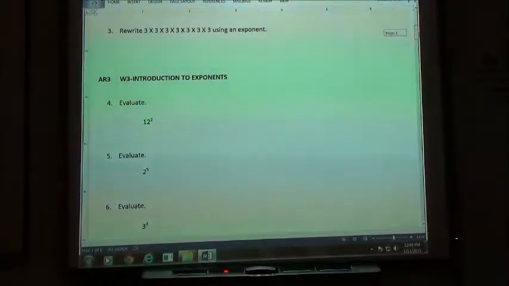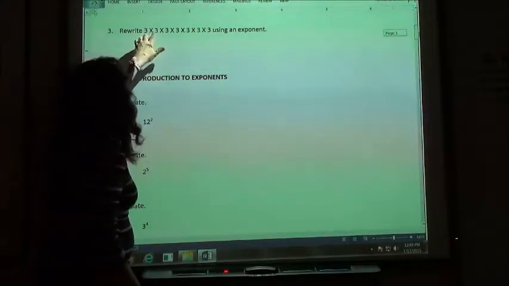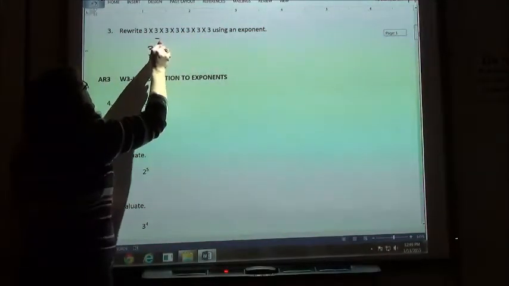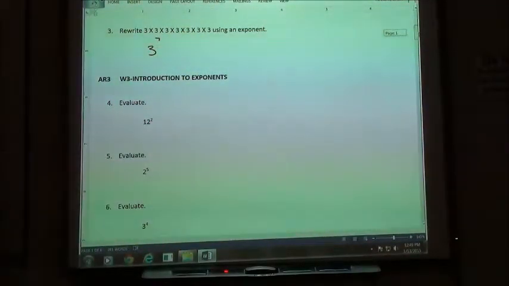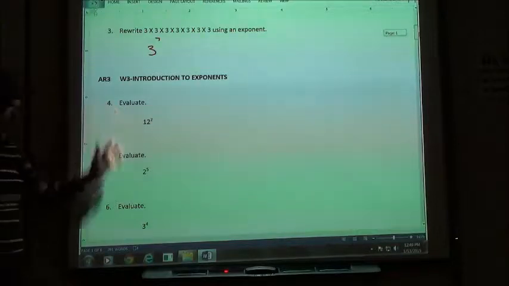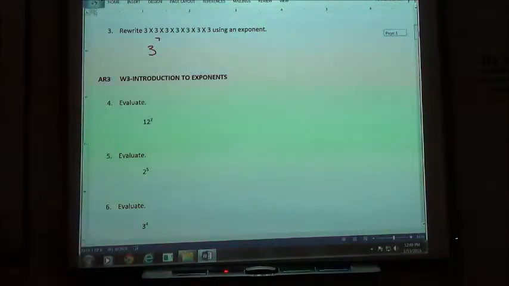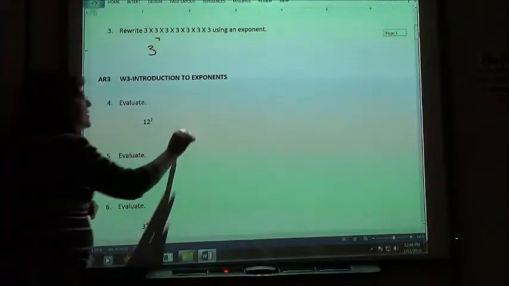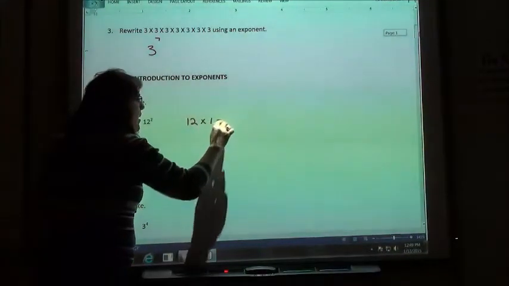So, how am I going to write number 3 using an exponent? 3 to the 7th power. 3 is called the base, and the 7 is your exponent. So now we're going to evaluate expressions that have exponents. 12 squared really means that you're doing 12 times 12.